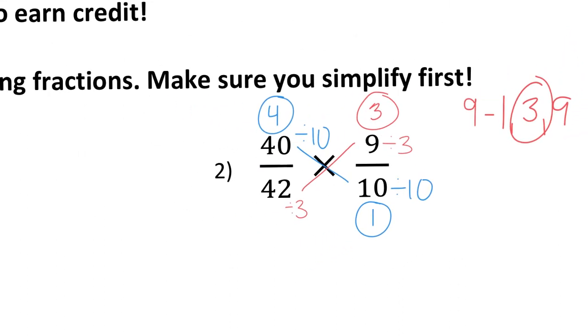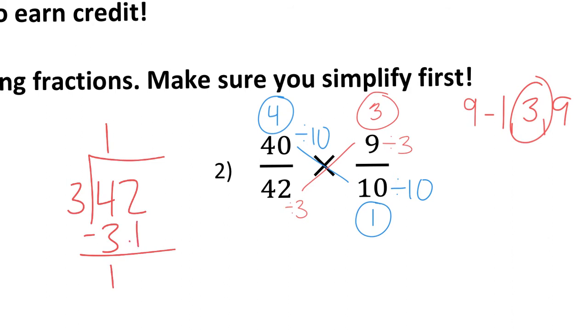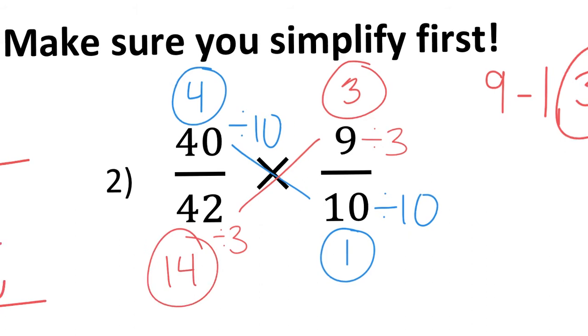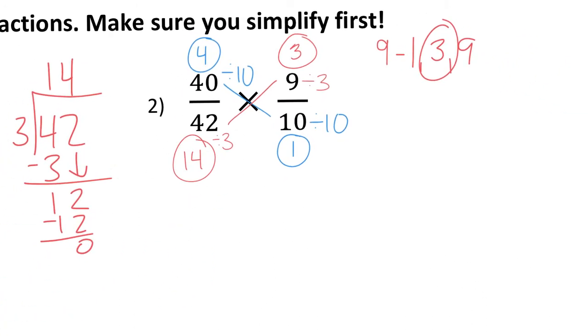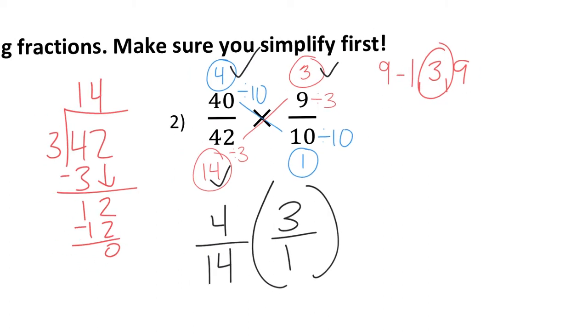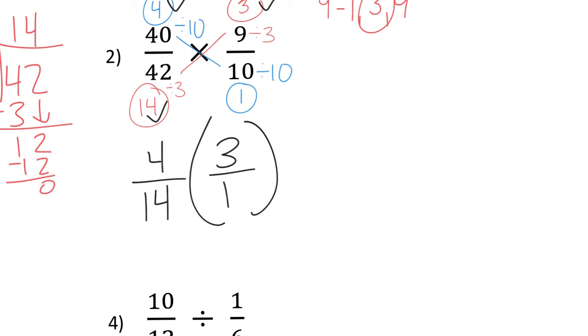42 divided by 3. Well, if I don't know that off the top of my head, we've got to show some division. 3 goes into 4 once, which is 3. 4 minus 3, I get 1. Bring down the 2, I get 2. 3 goes into 12 4 times, so it goes in 14 times. So that's our new denominator. So let's go ahead and rewrite these fractions. Now our new fractions, I have 4 over this denominator of 14 times the 3 over 1.